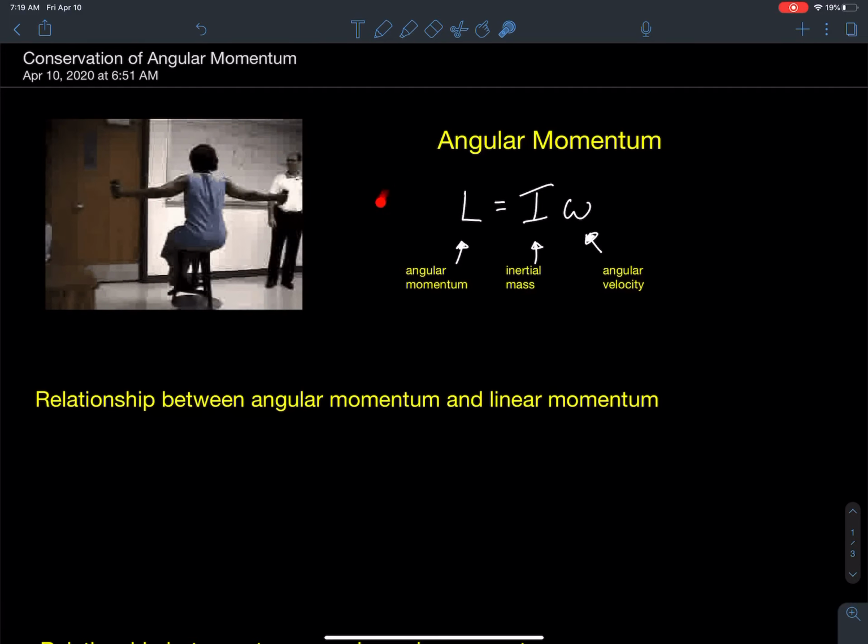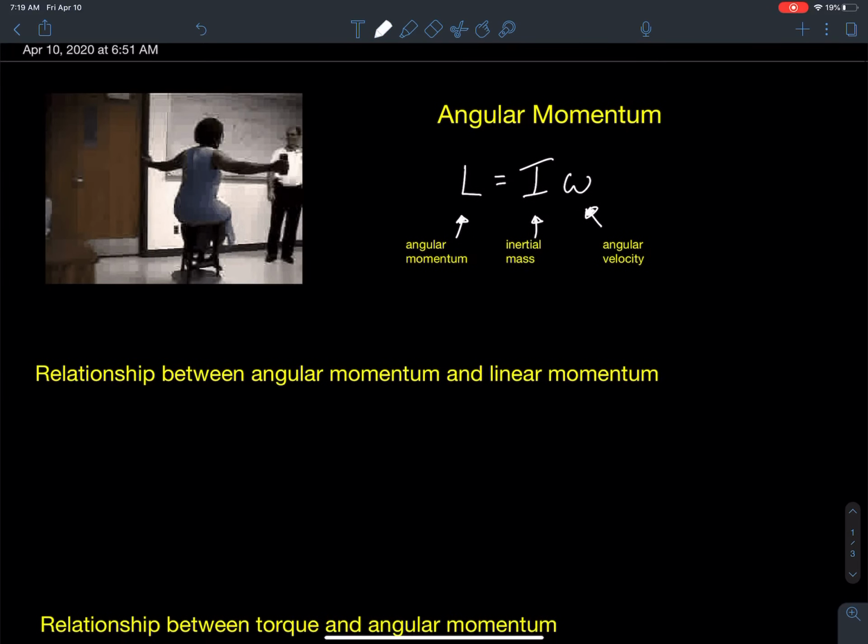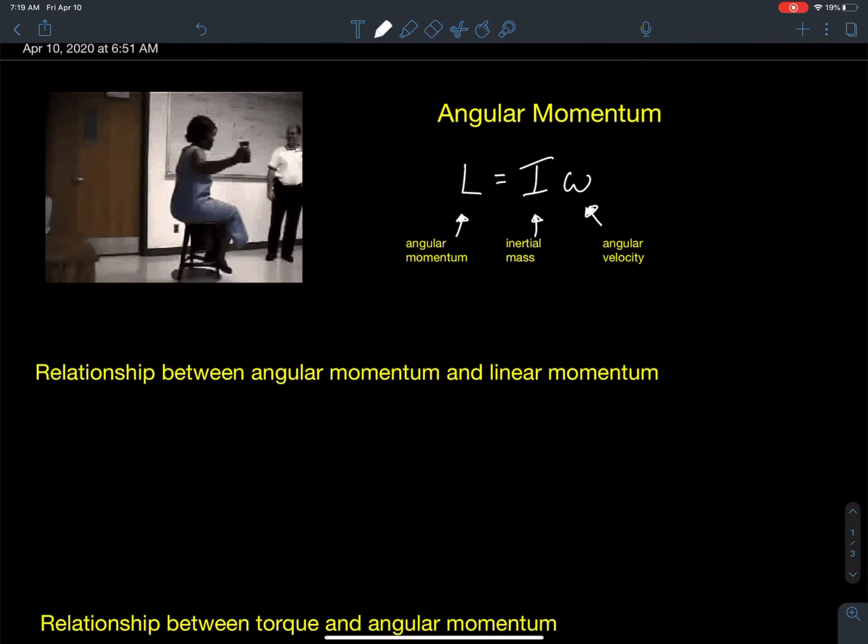So here's the formula for angular momentum. The symbol L is angular momentum, I is inertial mass, and omega is your angular velocity. The first thing we'll do is talk about the relationship between angular momentum and linear momentum. We knew from the first part of mechanics in chapter 2 that linear momentum is equal to mv. So if I take a point mass and measure its velocity, the product of those is its linear momentum. So how does that relate to angular momentum?